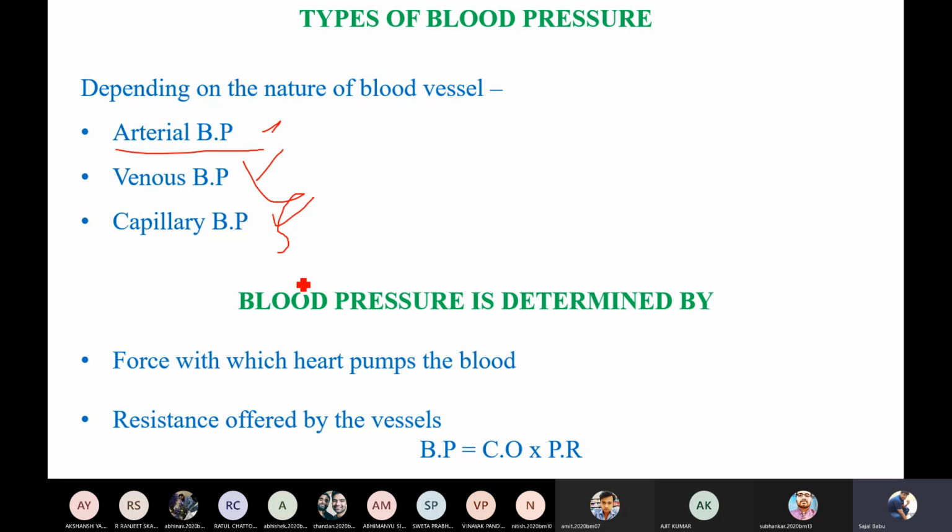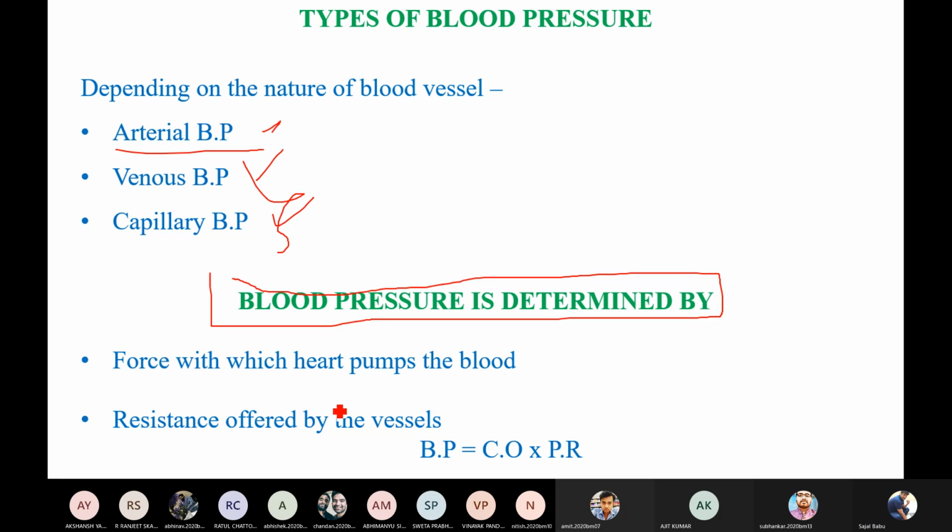Coming on to how blood pressure is determined: is there a formula for determining the blood pressure? Yes, there is. As I said, blood pressure is nothing but the force exerted by the flowing blood through the blood vessels. Whenever the blood flows through the blood vessels, it exerts some force on the walls of the blood vessel, and that force is known as blood pressure.